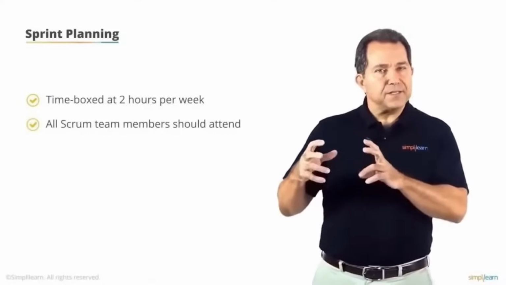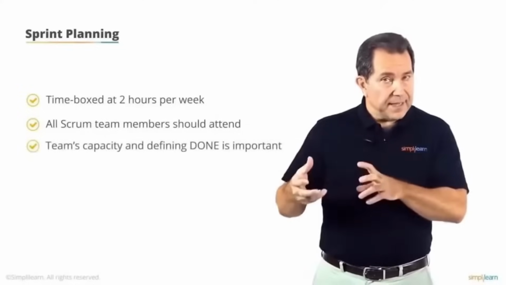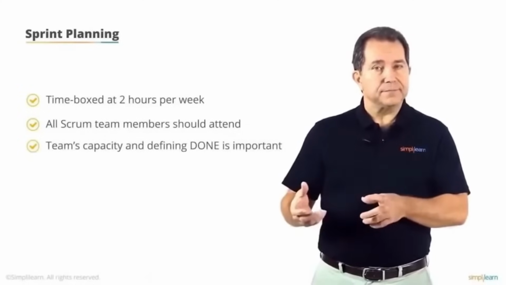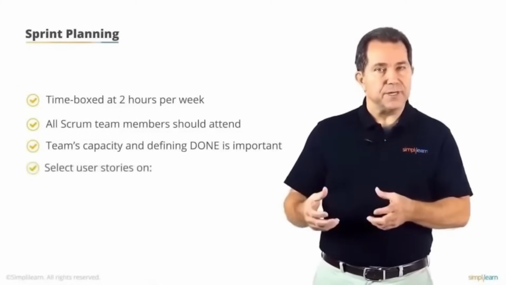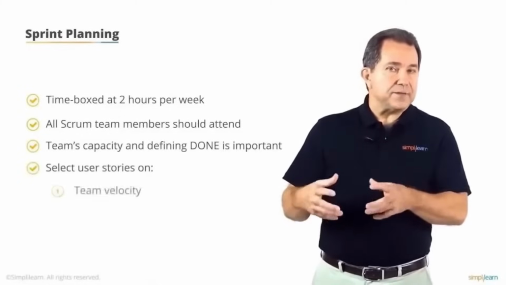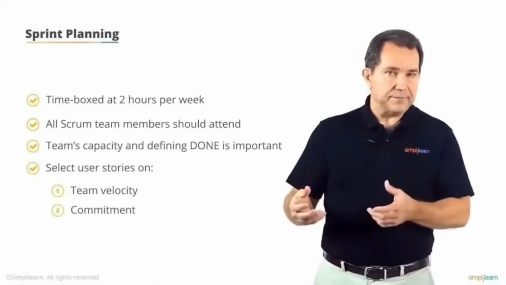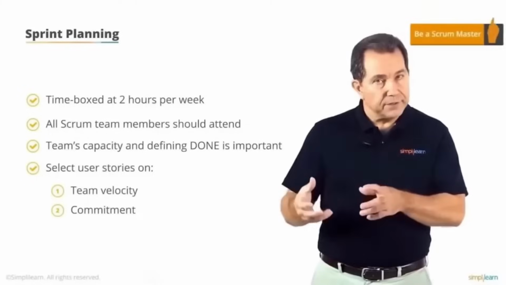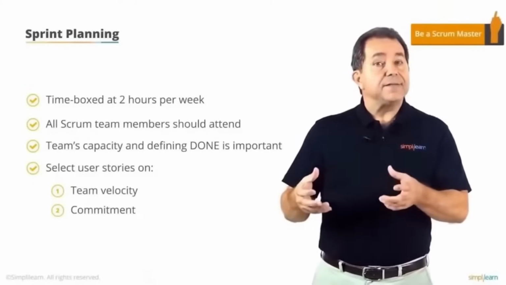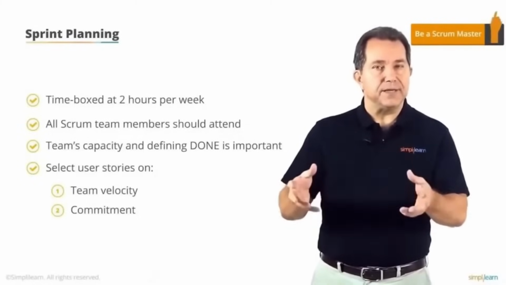The most important aspects of this meeting are the team's capacity and the definition of done. There are 2 approaches to selecting user stories for a sprint. One is based on the velocity of the team. The other is commitment-driven. Team buy-in is critical, and the goals of the sprint should be clearly understood, and the desired outcomes should be clearly articulated with the definition of done.